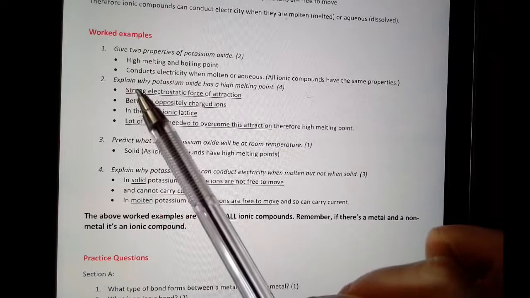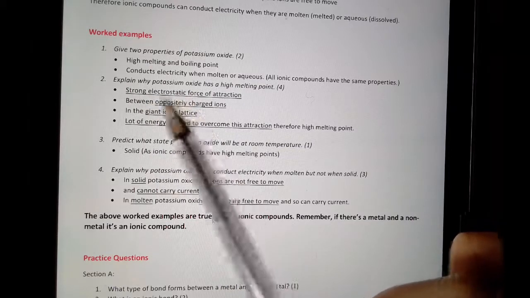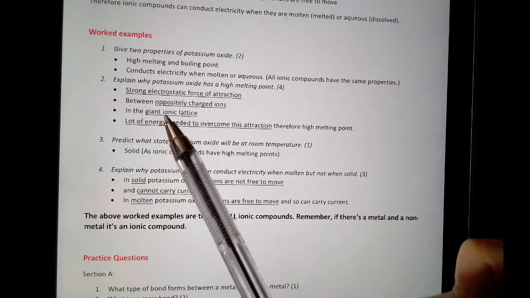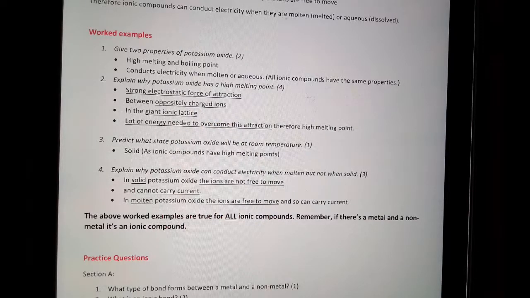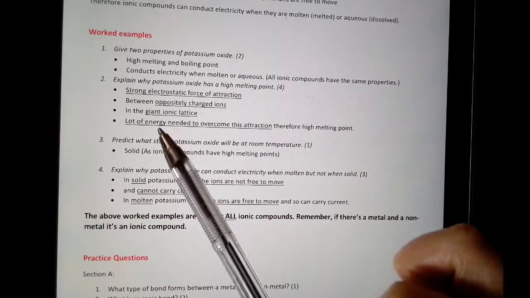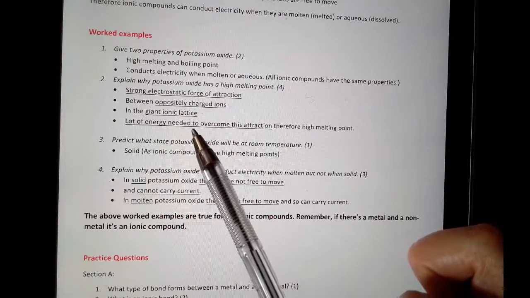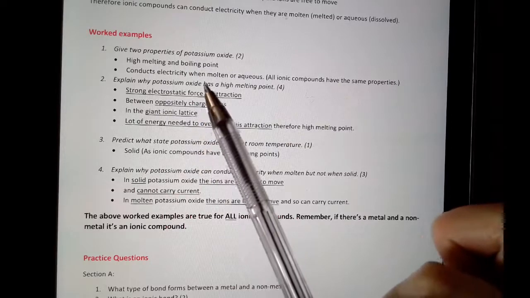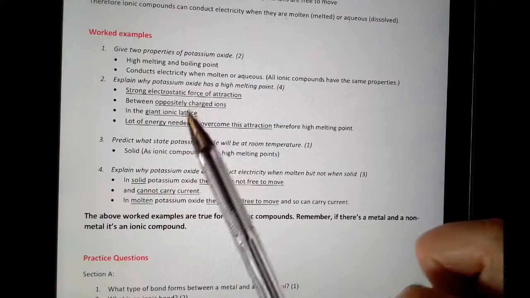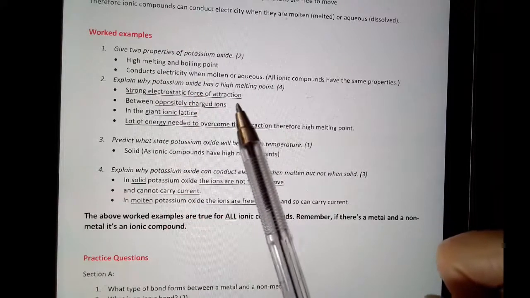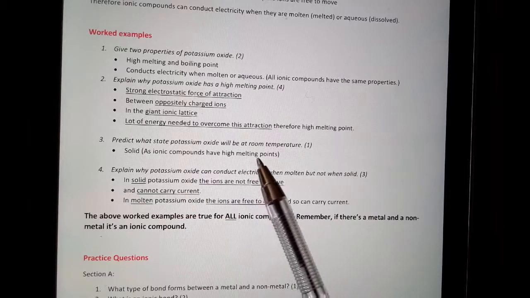You need to talk about those strong electrostatic attractions. You need to say that it's between oppositely charged ions. You need to say that you've got a giant ionic lattice because that tells you that you've got loads and loads of forces to overcome. And then you need to mention energy. You always get a mark for energy. So the underlined parts are what you get your marks for. The mark scheme is quite strict on this, so make sure you're including all of those underlined points in your answer. Because potassium oxide has a high melting point, room temperature is typically around 25 degrees Celsius.